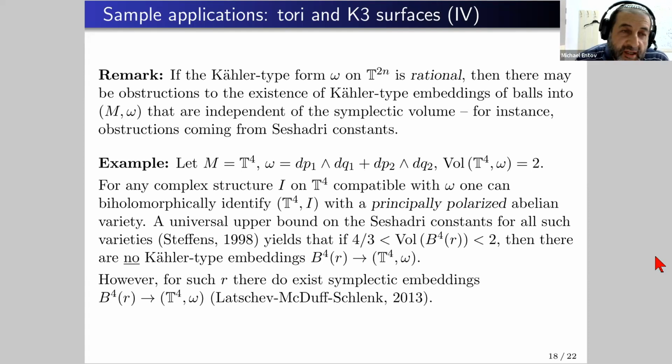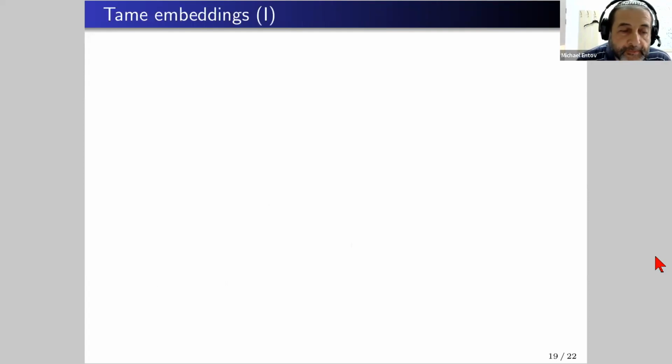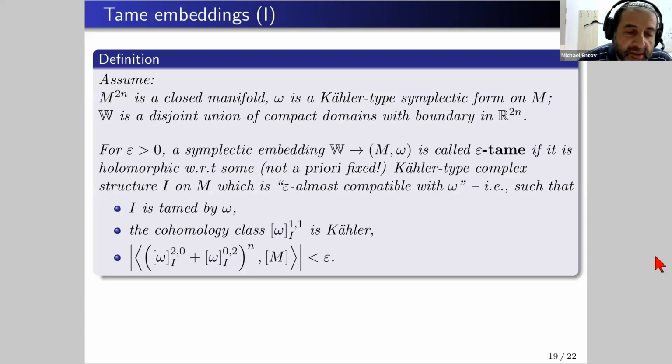The bad news is that we cannot say, if you give me a particular rational form, whether it belongs to this majority or not. So for instance, for this specific Darboux form on T^4, I cannot say whether it's in there or not. So let me now say what these almost Kähler-type embeddings are. These are called tame embeddings.